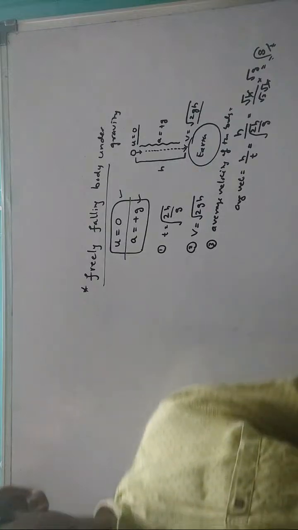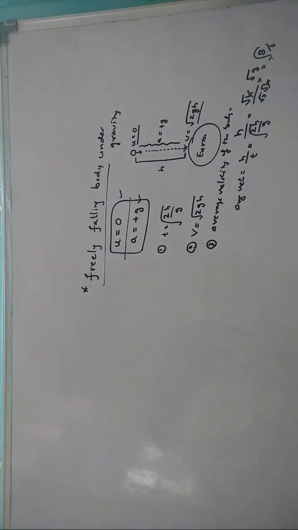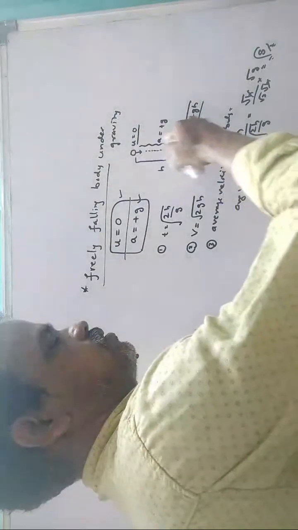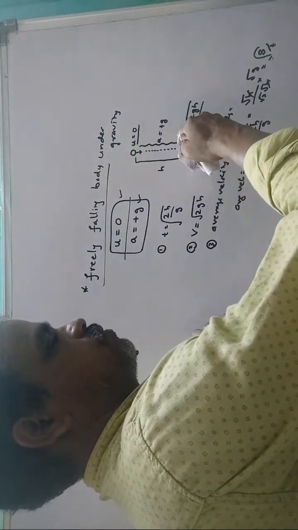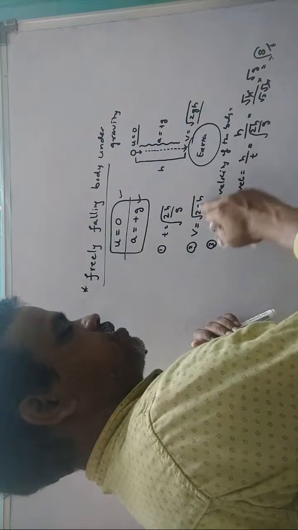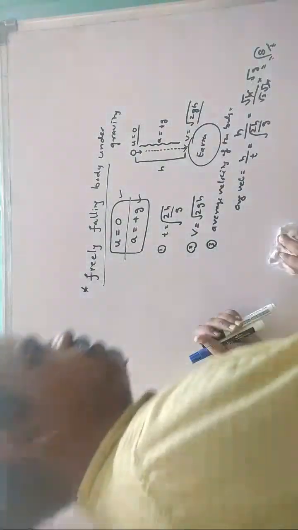So simply, average velocity here is the total distance covered by that body before reaching the ground by the total time taken. So h by t, just substitute t equal to root 2h by g, and you will get the average velocity.